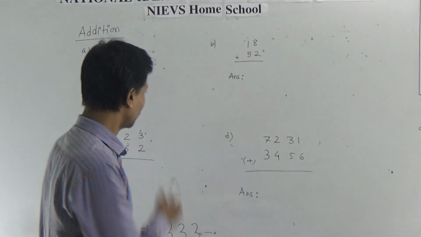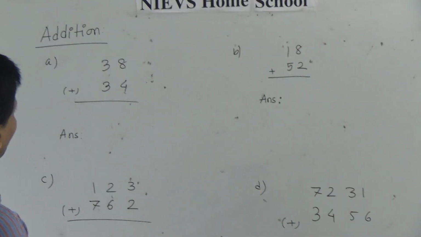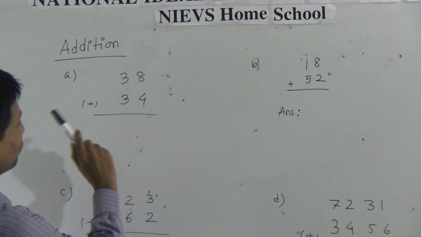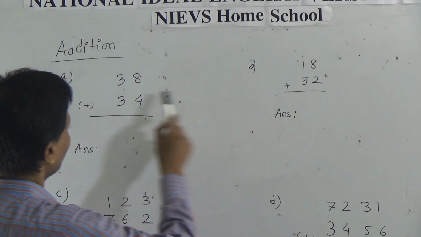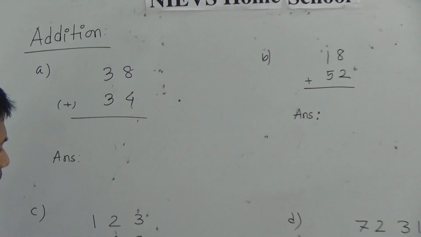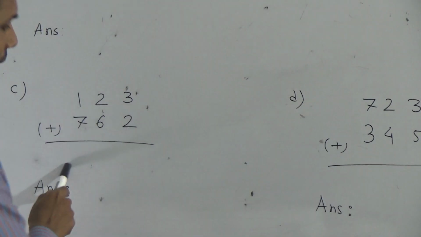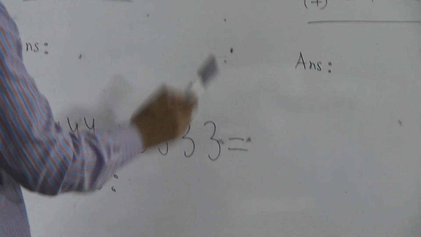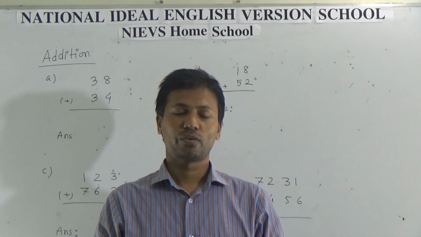Okay, look, you see the A number. This is 38 and this is 34. This is 18 by 52. These are addition with carrying, and this is addition without carrying. This is also addition without carrying. But at first you have to know how you can count on your fingers.